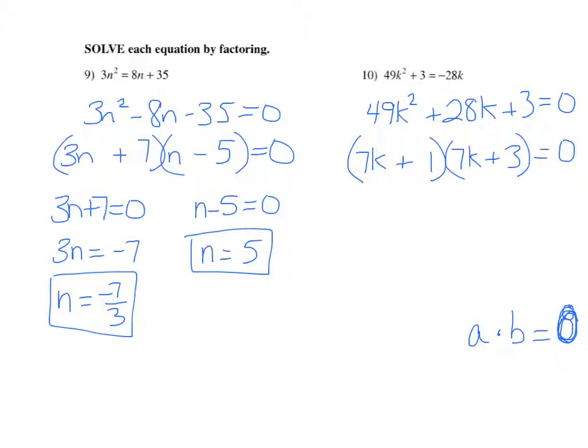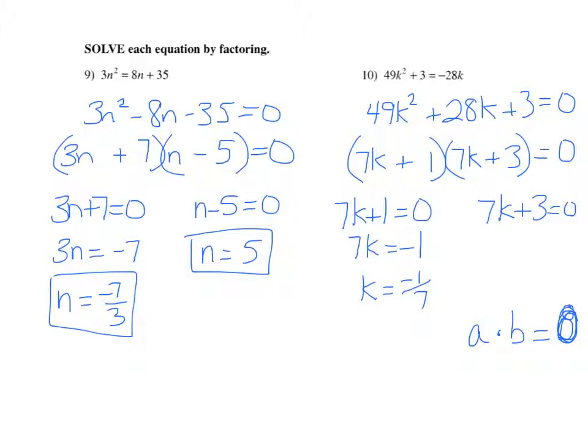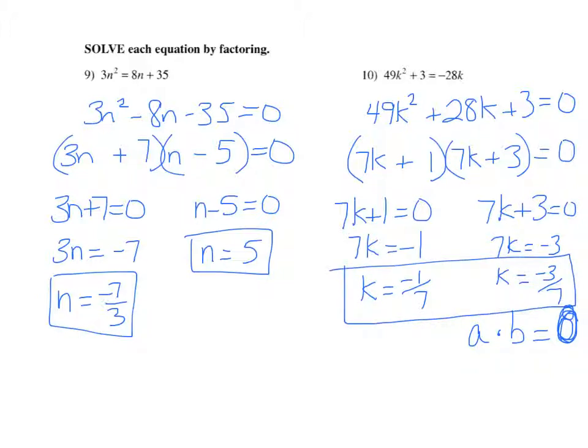That works. All right, so now you set each of those equal to 0 and solve. So subtract the 1, divide by the 7. Subtract the 3, divide by the 7. So in this case, I have two possibilities for k. Either one of those values would make that equation work out.